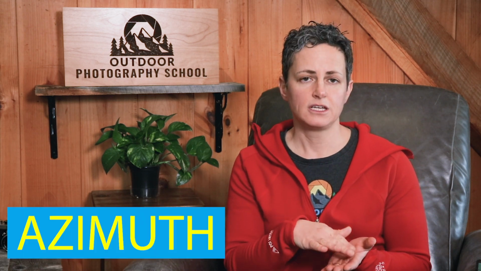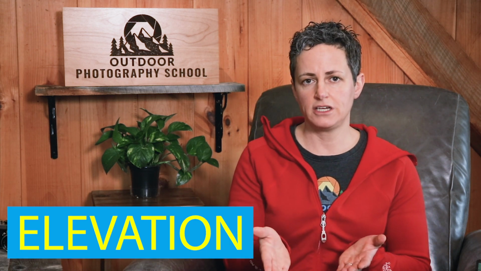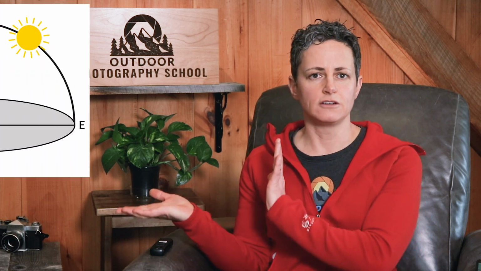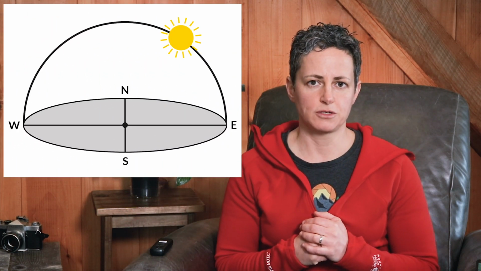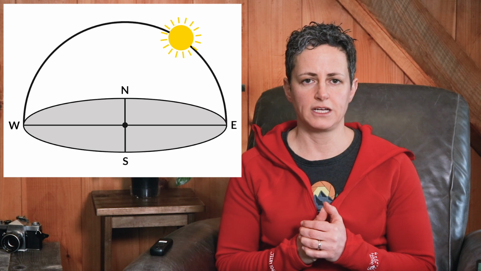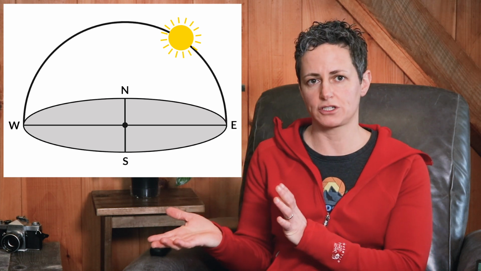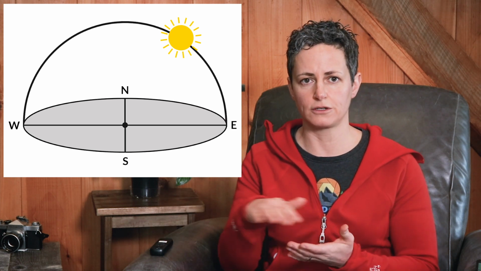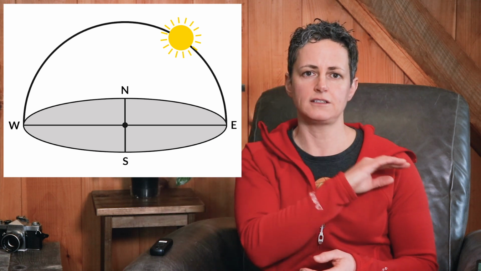To know the sun's or moon's position in the sky, you need to know 2 measurements: a horizontal measurement, and a vertical measurement. The horizontal measurement is called the azimuth, and the vertical measurement is the elevation. So let's look at an illustration to better understand these measurements so that you can start to use them to plan your images.